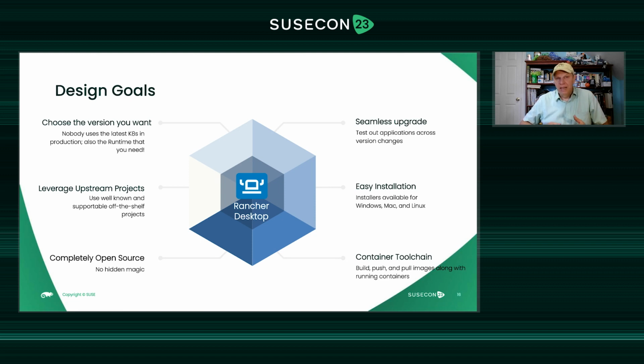We wanted to leverage upstream projects, so we're using things like K3s and Helm, and that's part of this whole project, that we're actually building it all out of open source. There's nothing hidden. There's no magic going on here. There's nothing proprietary. You can download the source code and take a look and contribute back to the community. We would love that too. That would be totally great.